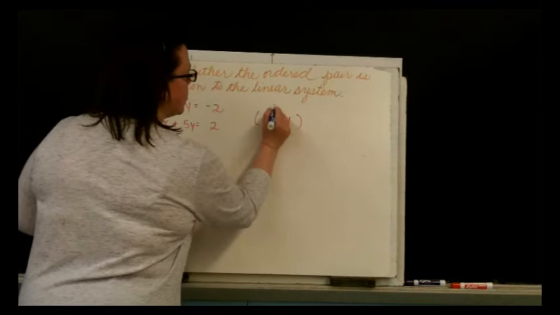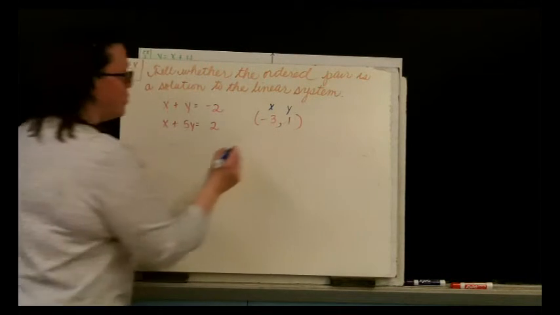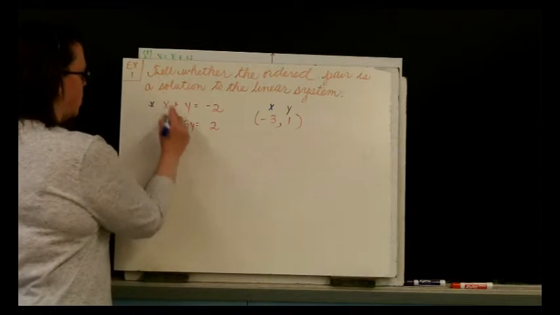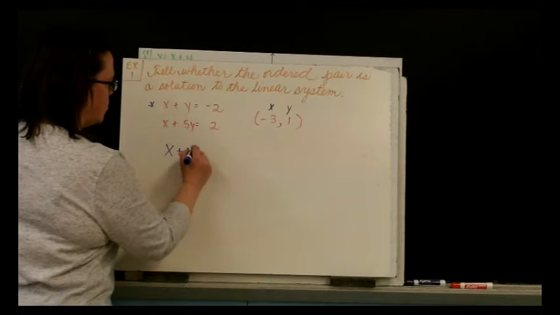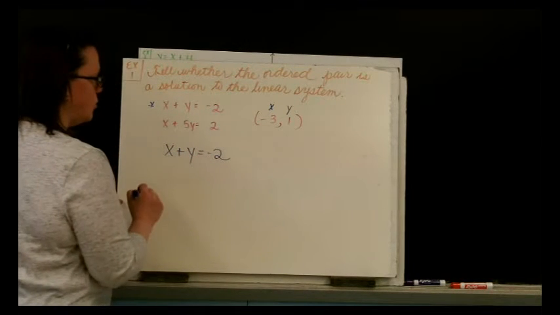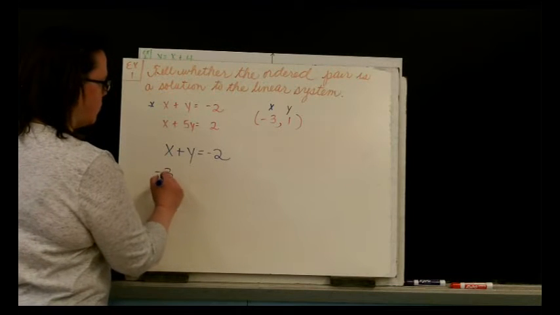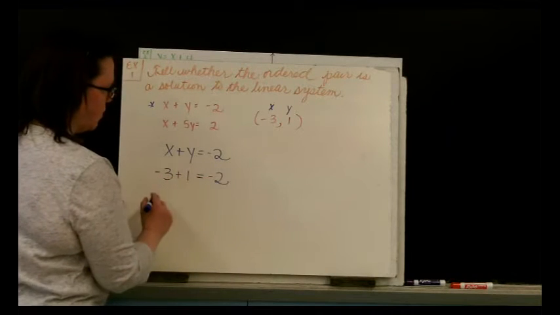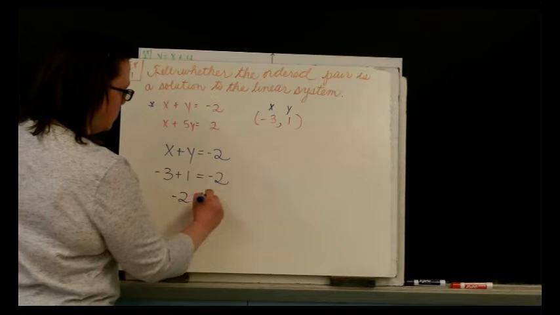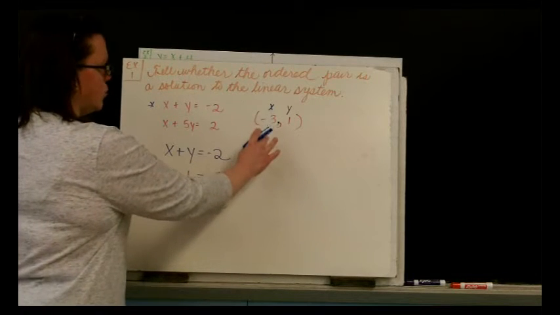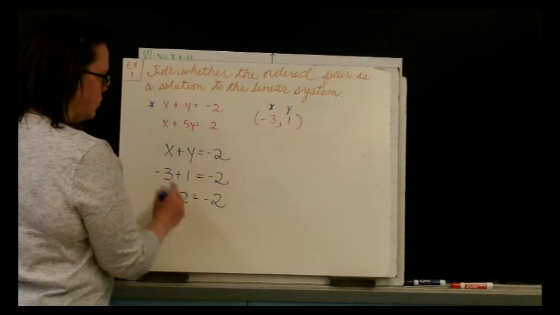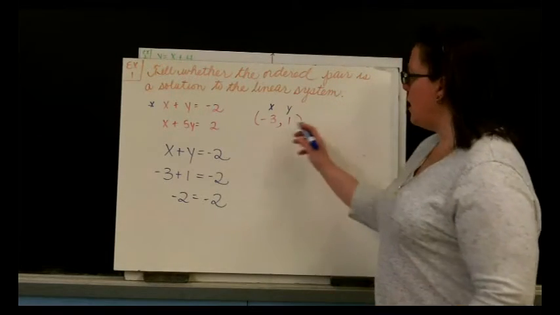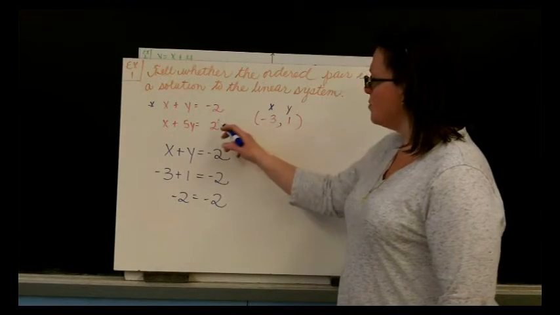Some of you are still getting your x and your y confused, so it might be helpful to label them x and y. And we're going to take our first equation here, x plus y equals -2. Our x is -3. Our y is +1. -3 and a +1 do make -2. So here we see that this ordered pair, -3, 1, is a solution to this equation. But in order for it to be a solution to the entire system, it has to satisfy this equation as well.